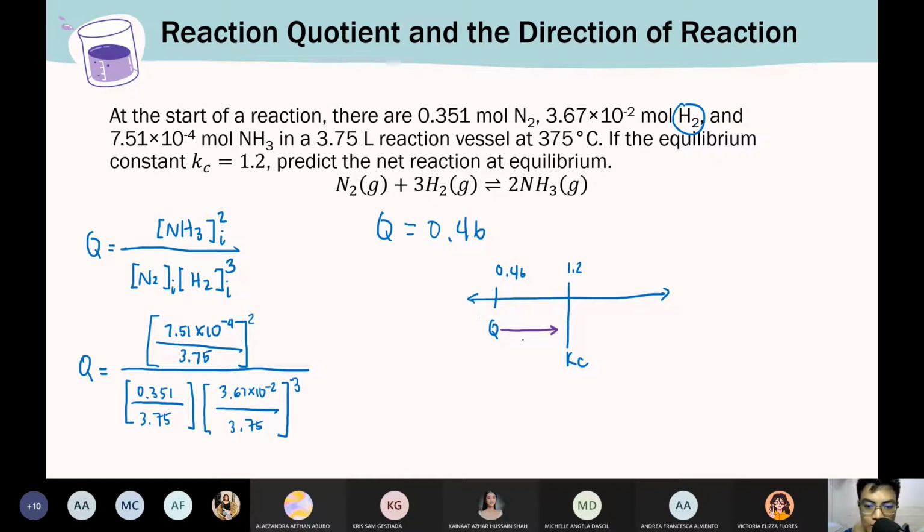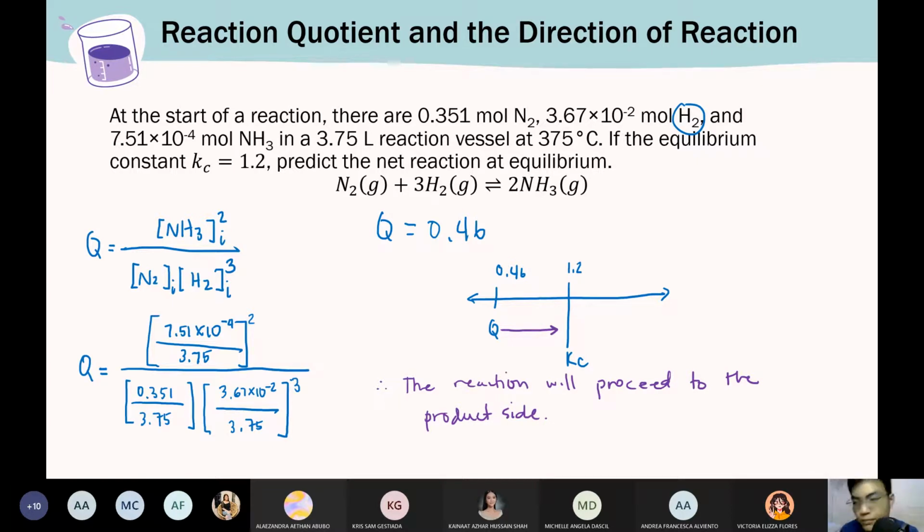Okay? So ibig sabihin yan, pag to the right yung arrow natin, ito yung conclusion natin, the reaction will proceed to the product side. Okay? So yun yung pinaka-tanong dyan. So the reaction will proceed to the product side because Q is less than the K.